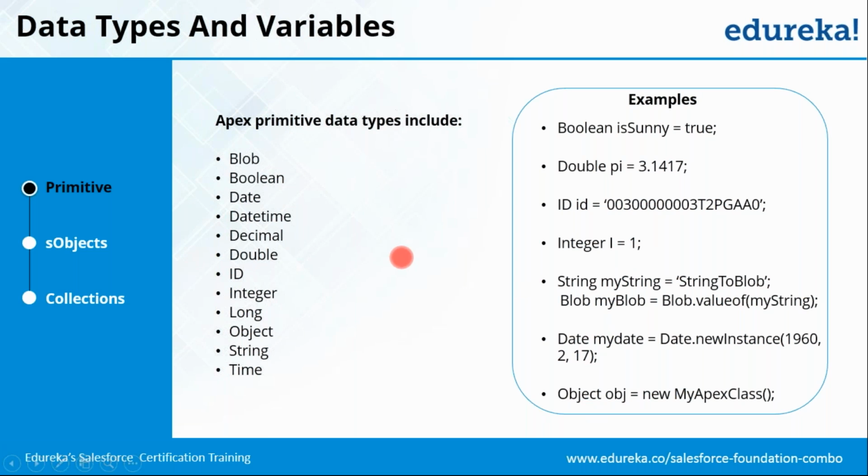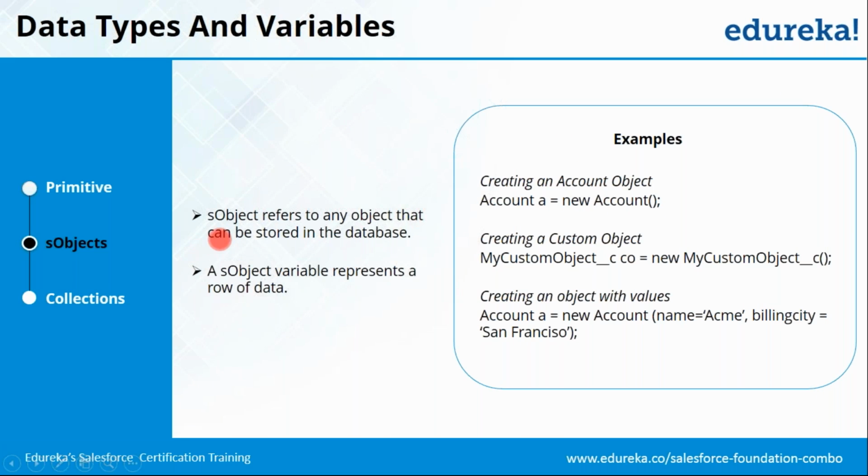So SObjects. Let's read the definition here. SObject refers to any object that can be stored in the database. So what does that mean? This is what I told you earlier: any object that can be stored in the database. When we say that, anything like contacts, leads, opportunities, all those are objects. Those are stored in my database.